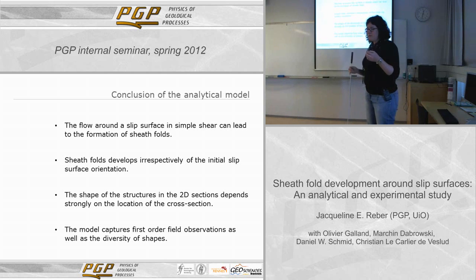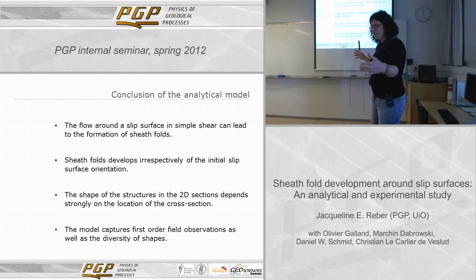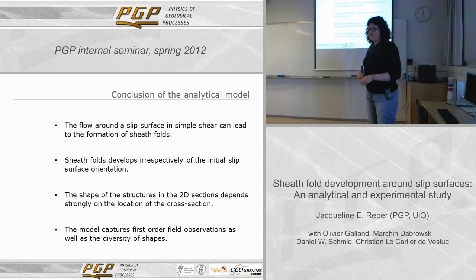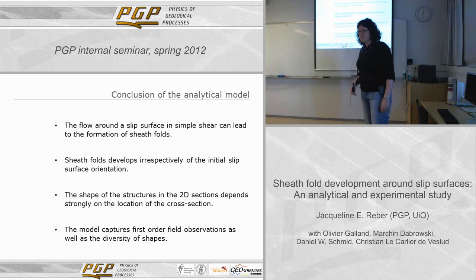So one basically would have to have an entire sheath fold, including the slip surface, and then you would have to scan it or slice through it. So far, we just haven't found any. We kind of hope with publishing these things that field geologists go out and actively look for these slip surfaces. We'll see what happens. So far, it hasn't happened. So we'll see. Does it answer your question?